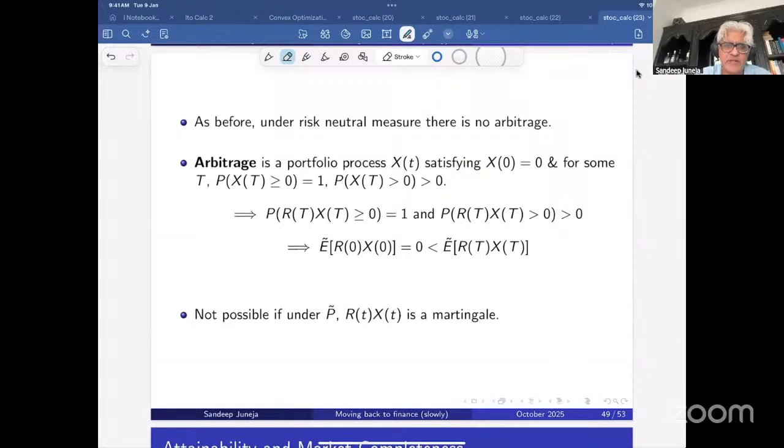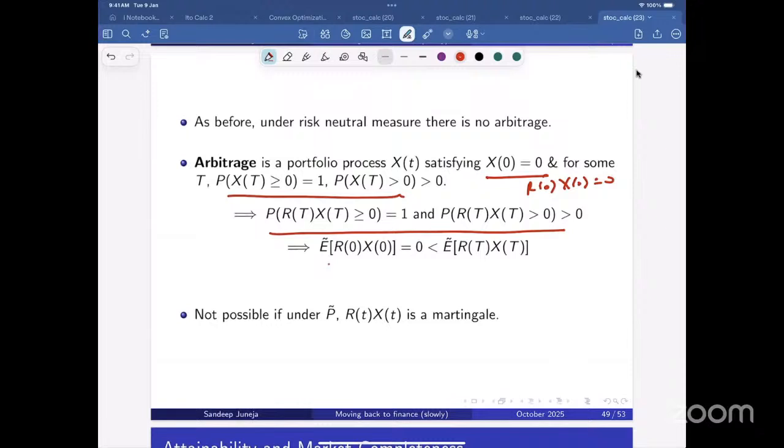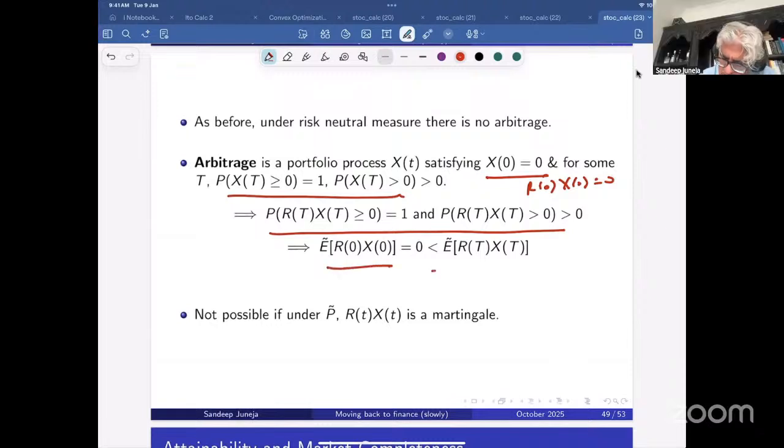So you're with me on this, that if indeed there's a risk neutral measure, then there cannot be an arbitrage, right? Because arbitrage implies this property. We defined what an arbitrage means. When I say this can't happen, I'm also saying that R_0 X_0 is equal to 0, and this cannot happen because R_T is strictly positive. So indeed, if there's an arbitrage, then for that discounted portfolio process, this must be true.